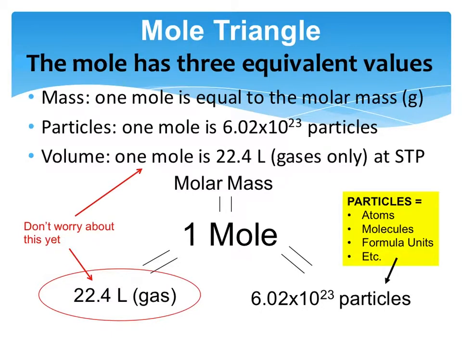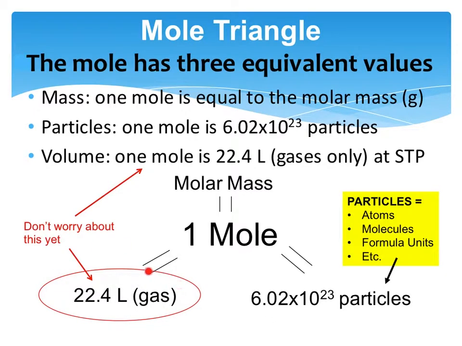The mole has three equivalent values. The molar mass, 6.02 times 10 to the 23rd representative particles are in 1 mole. And a new thing that we haven't talked about yet is 22.4 liters of gas at standard temperature and pressure. Each one of those equals a mole. So we can have this thing called the mole triangle, where the mole is in the middle and each one of the things that represent the mole is on the corners of the triangle.